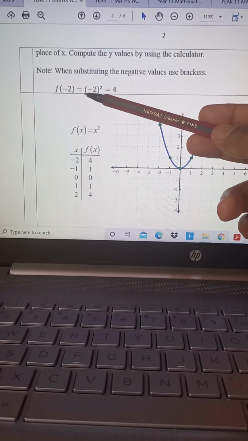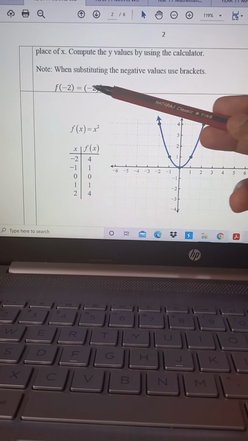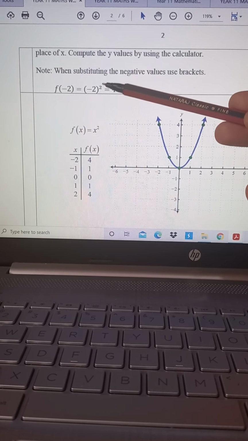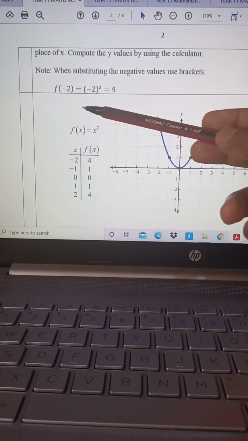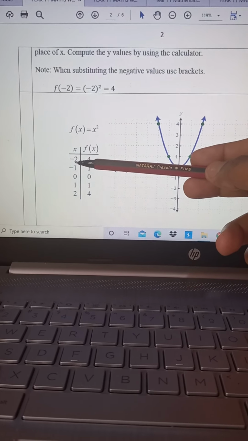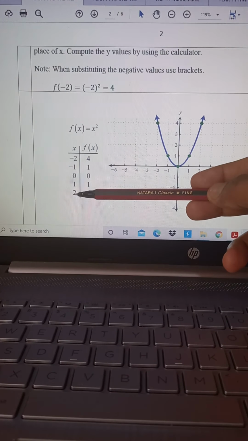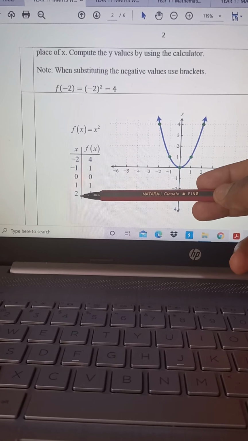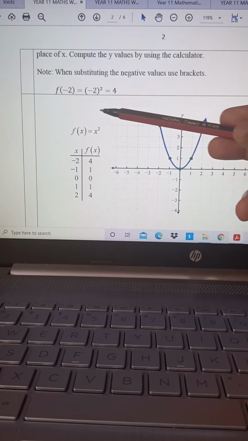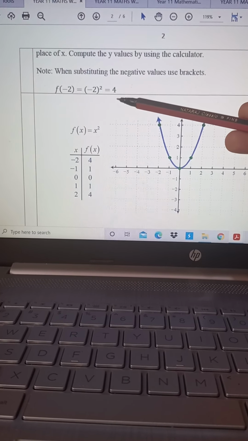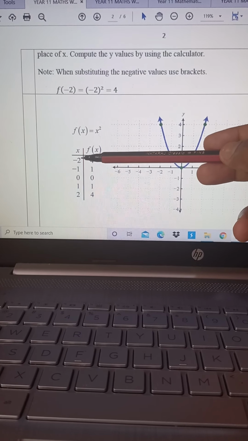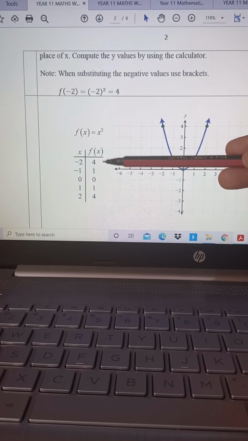If you don't use brackets, as you can see in this case, you will end up with -4. The use of brackets is very important. So (-2)² is equal to 4, and we do the same method of working for all the other x values. Taking one x value at a time, putting it in place of x in the function and finding the corresponding y value. Once we get our corresponding y values, this becomes our pair of coordinates.